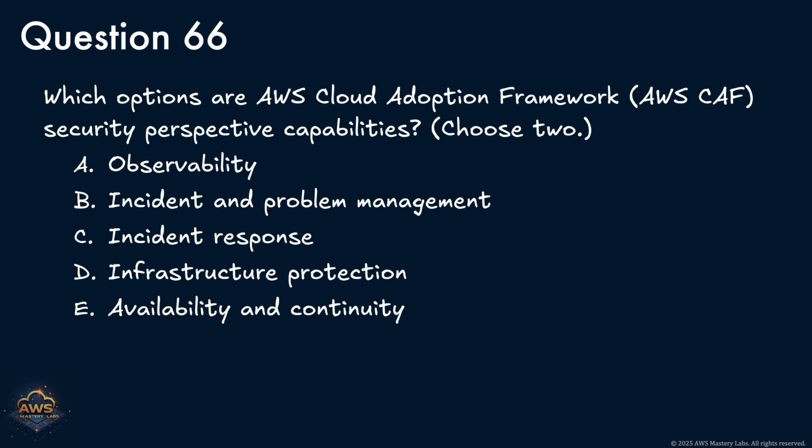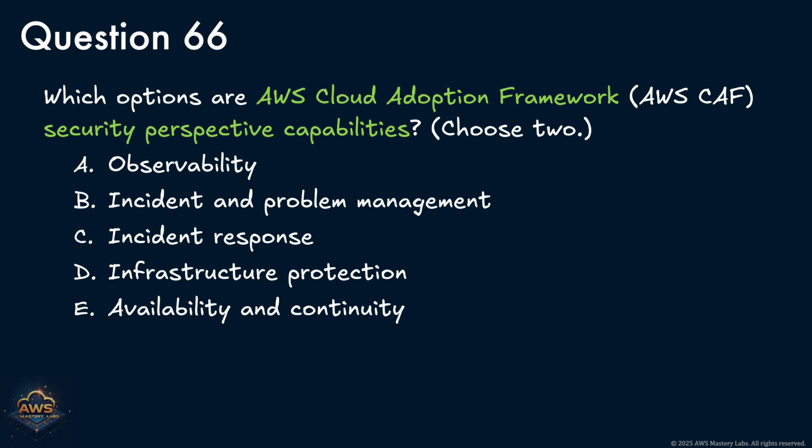Which options are AWS Cloud Adoption Framework, AWS CAF, Security Perspective Capabilities? Choose 2. Let us identify and interpret key phrases in the question that will help with answering it. The question revolves around identifying capabilities associated with the security perspective in the AWS Cloud Adoption Framework.